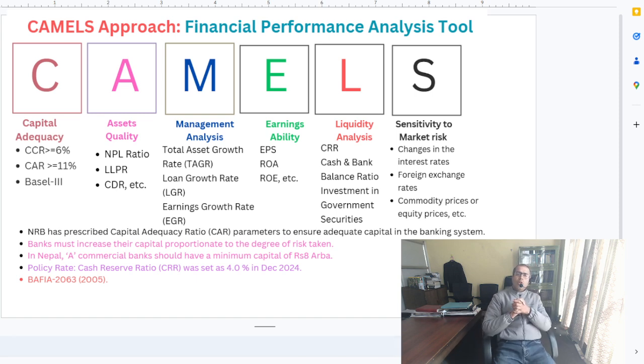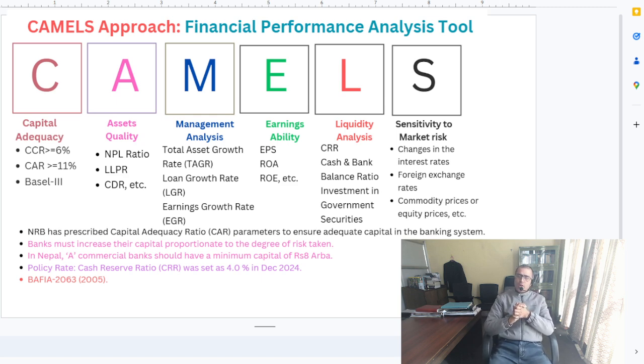In CAMELS, we have altogether six components, or elements, in the CAMELS financial performance tool. C is capital adequacy. To measure capital adequacy, we can use the core capital ratio, which is greater than or equal to 6%, while the total capital ratio is greater than or equal to 11% as per the Basel charter.